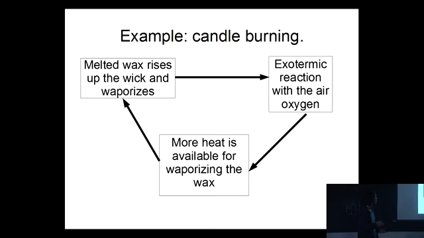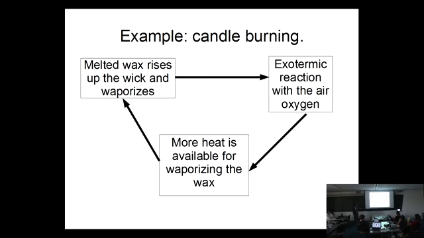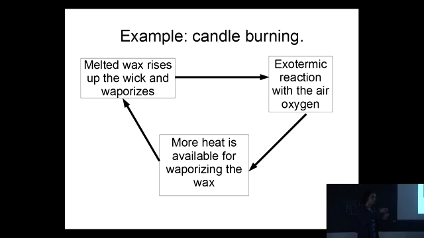So let's see it on a simple example of a candle burning. What happens? The heat from the reaction melts the wax, and the wax rises up the wick, and it vaporizes. Once it's vaporized, it's very easy for its molecules to react with the oxygen in the air. Those reactions are exothermic, so more heat is released, and more wax is melted and vaporized, and so it goes on.